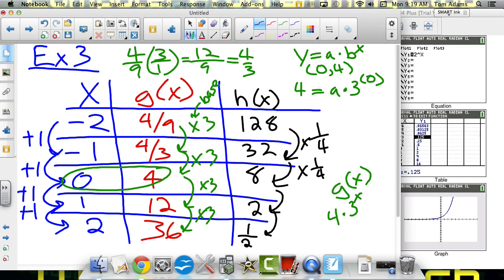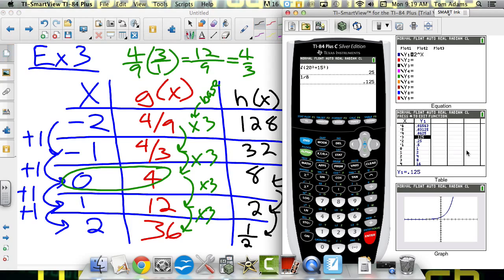To find our base with these, do you have to always multiply by something? Yeah, if it's an exponential function, you're always multiplying by the same number. So you can't divide by something. If you're dividing by a number, then you can multiply by the reciprocal, always. And that's what we did here, right? Now let's see if we can find that pattern on our calculators.